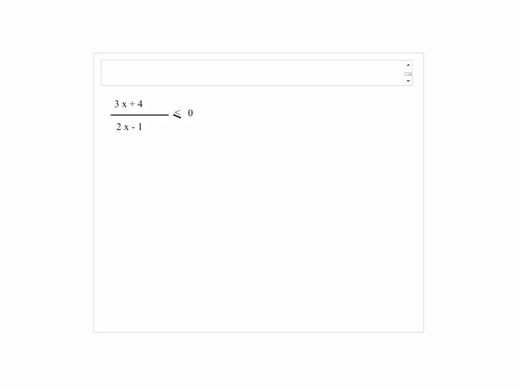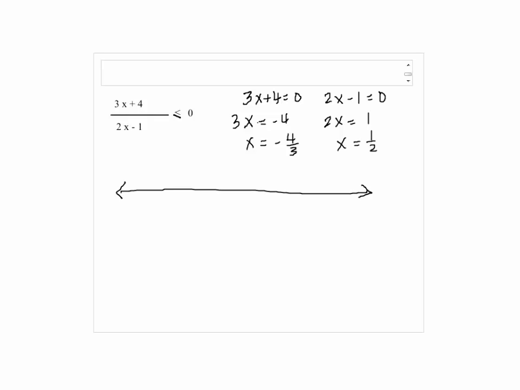Solve and write the solution in interval notation. First, we're going to equate 3x plus 4 equals 0 and 2x minus 1 equals 0, and we're going to solve for x. So 3x equals -4 and x equals -4/3. And 2x equals 1, so x equals 1/2. So these points are called boundary points.